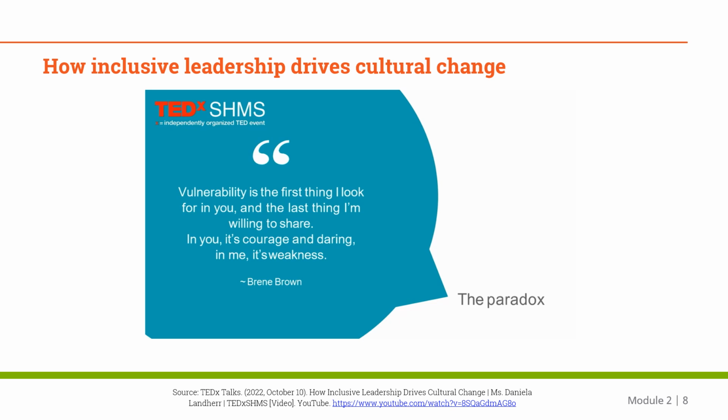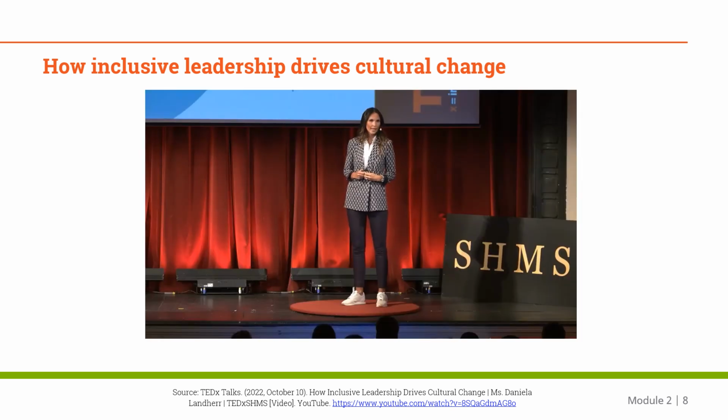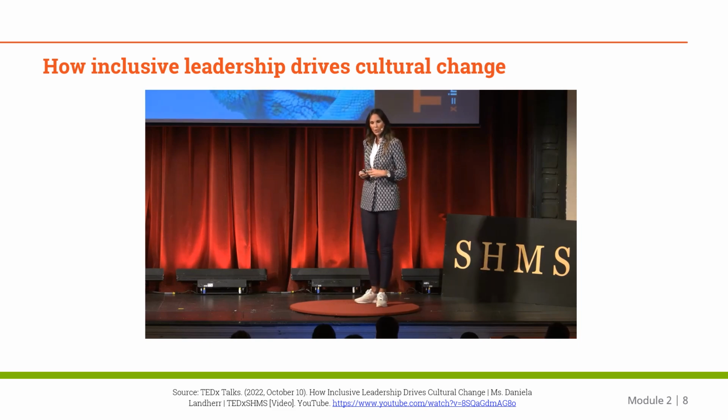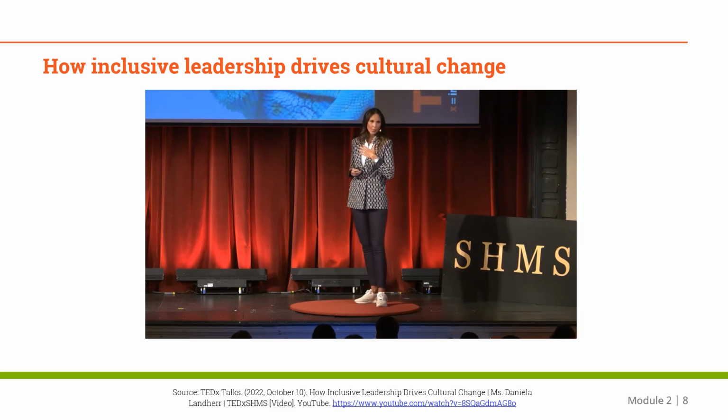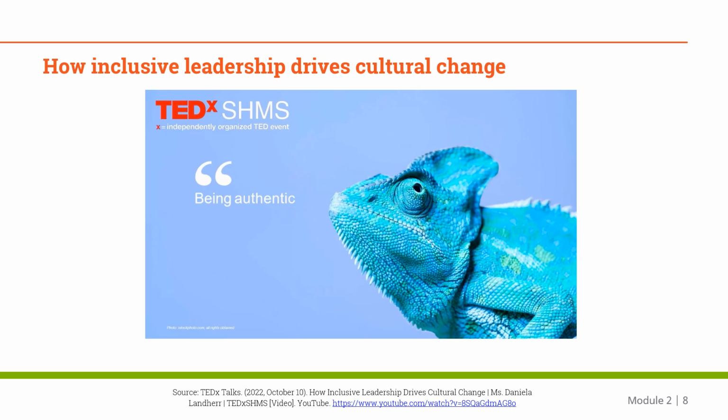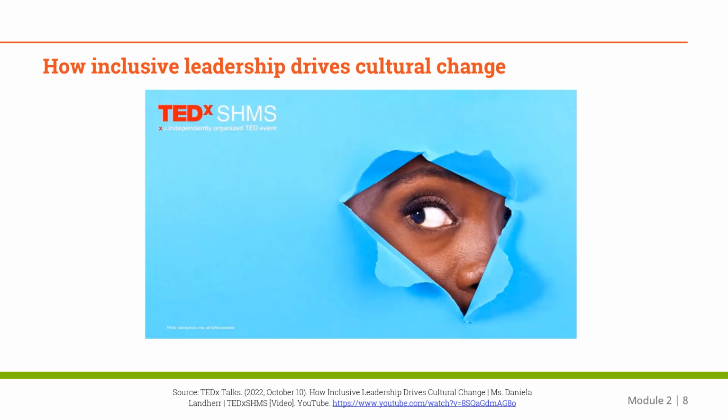And there's this paradox that Brené Brown has shared, which is vulnerability is the first thing I'm looking for in you, and it's the last thing I'm willing to show you. Because in you it is courage, and in me, it's a weakness. And with that, how do we feel psychologically safe? So, authenticity is a very important part. If we can't be authentic, we can't be ourselves. We will just execute what we are told, what we need to do.